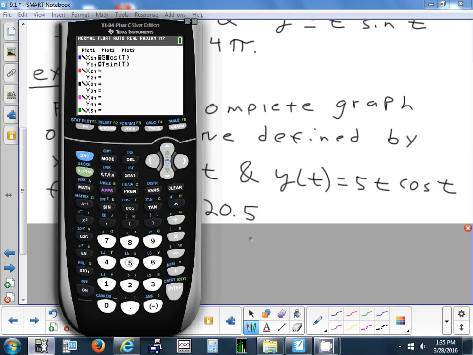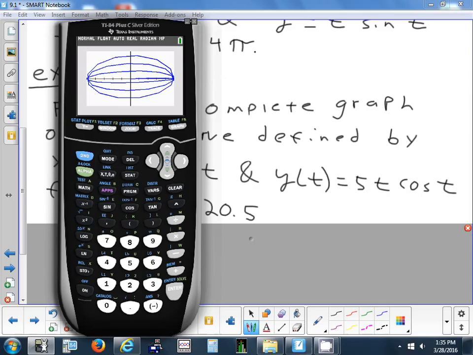5 sine t. And what's the other one? 5t cosine t. Okay. Before we graph it, does anybody have a thought what this one's going to look like? It's going to be square. It's going to be a butterfly. A butterfly? Not quite as interesting, but it is a little different shape.